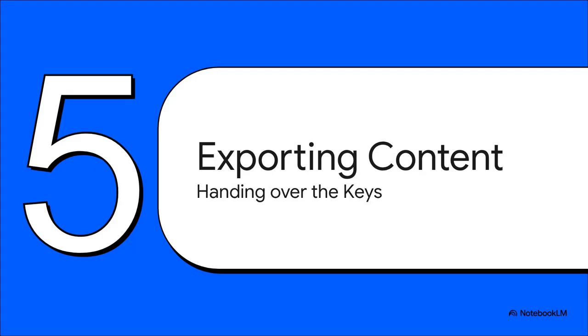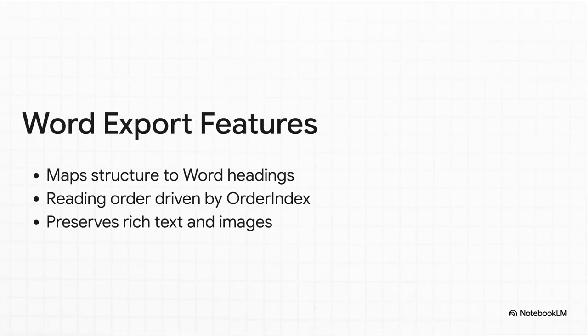And finally, step 5, exporting the final product, handing over the keys. So your structure is totally solid. Your AI partner has helped you draft the prose, and your content is polished. How do we get this out into the real world? Well, with one click, OmniCon exports your entire book into a fully formatted Microsoft Word document.